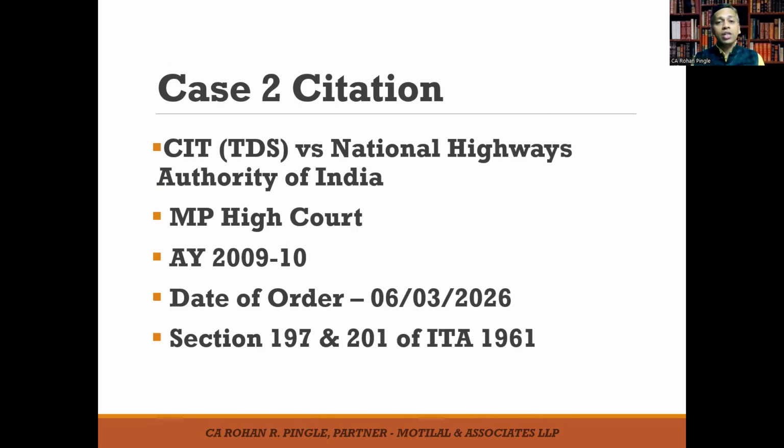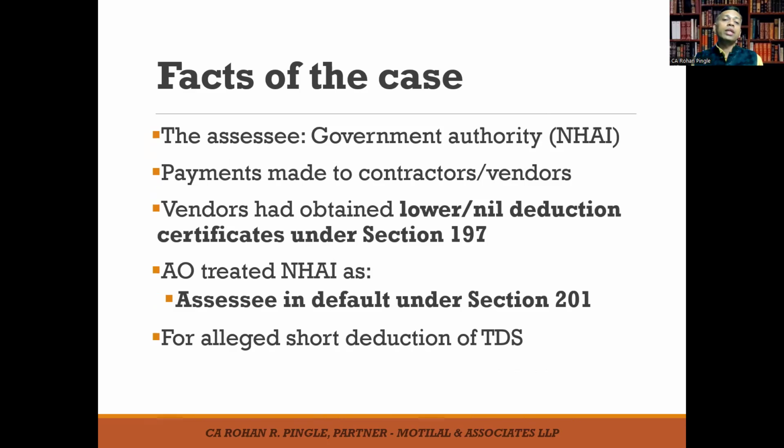CIT (TDS) versus National Highways Authority of India, Madhya Pradesh High Court. The relevant assessment year is 2009-10, and the date of order is 6th March 2026, very recent. The relevant sections are Sections 197 and 201 of the Income Tax Act, 1961. Let's understand the facts of the case. The assessee is a government authority, and payments were made to contractors or vendors. The vendors had obtained lower or nil deduction certificates under Section 197. So the AO treated NHAI as an assessee in default under Section 201 for alleged short deduction of TDS.